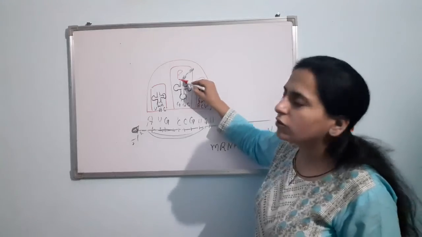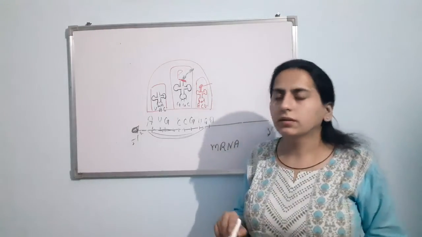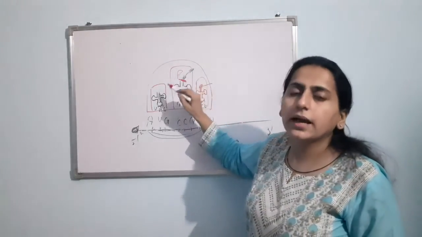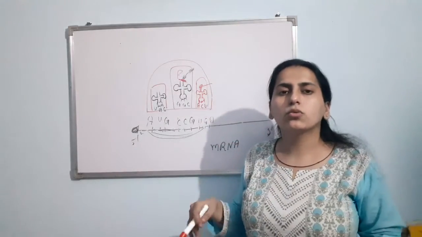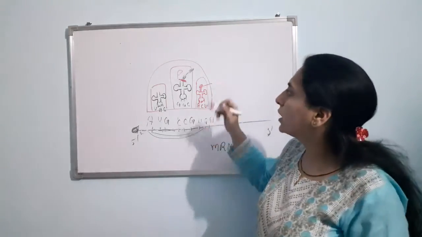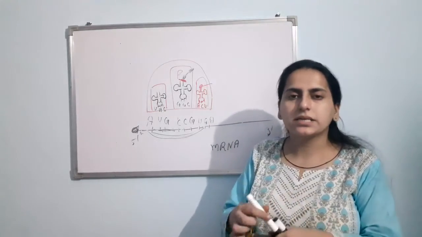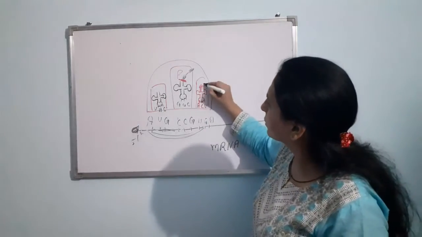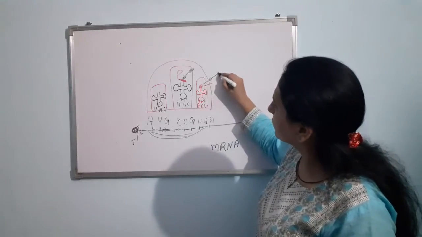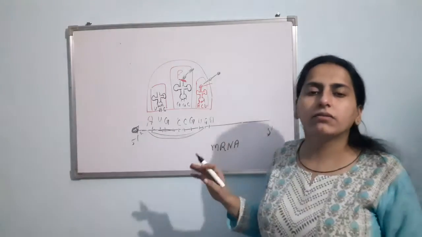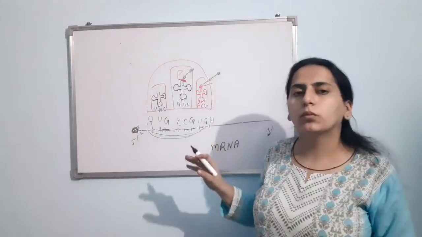There will be breakage of the bond from here. Now this dipeptide is free. These two amino acids are free. Now they are going to make a bond with this amino acid. Now these three amino acids have been joined. So in a similar way, the process of elongation will keep on going.